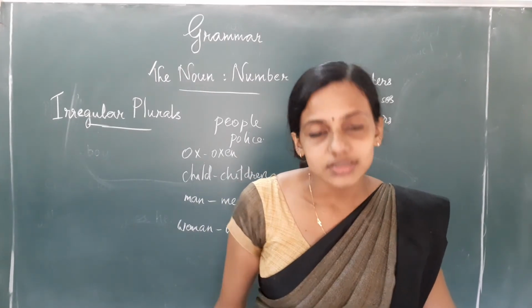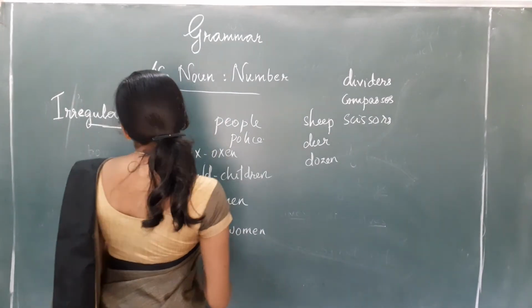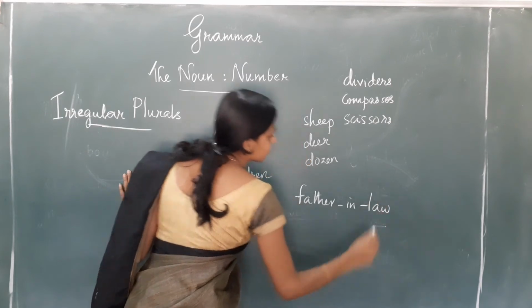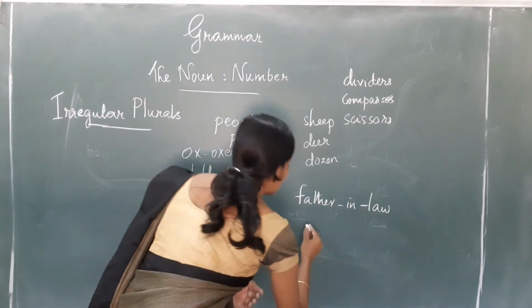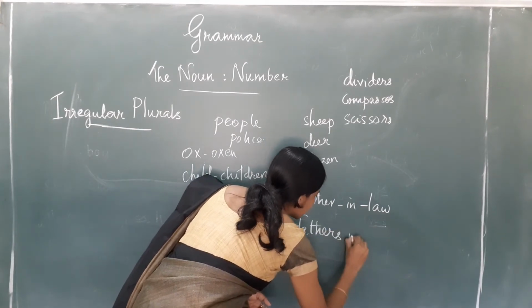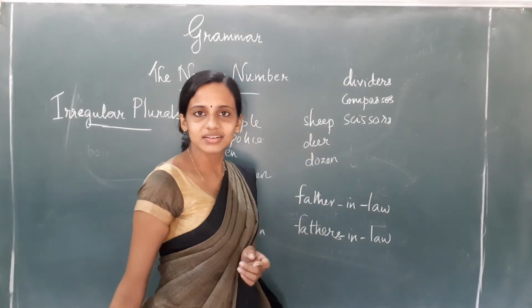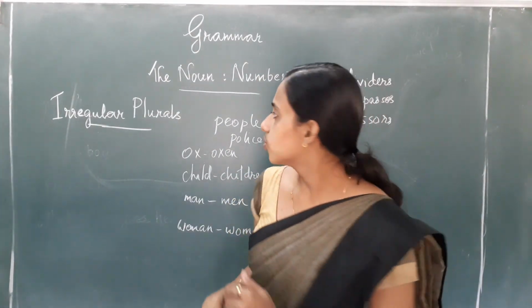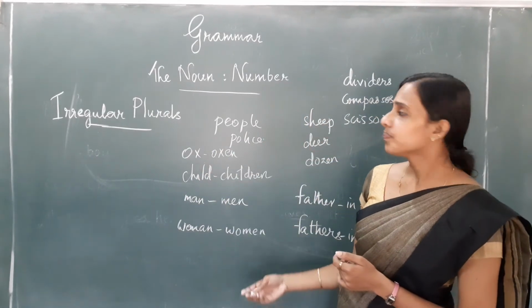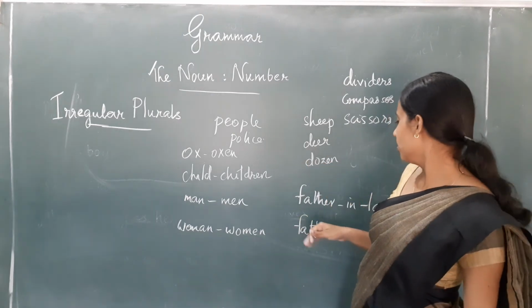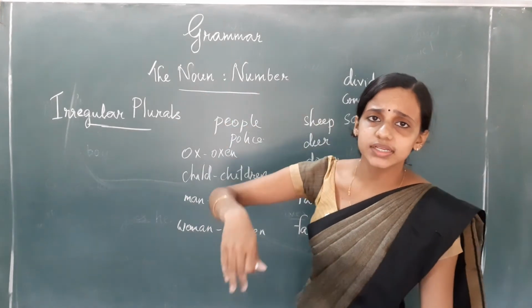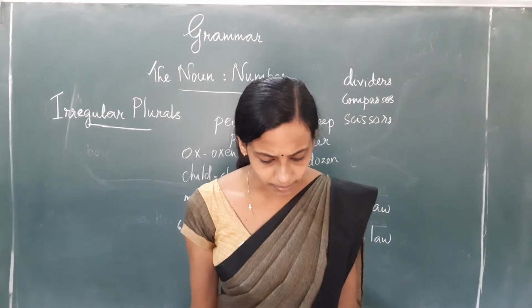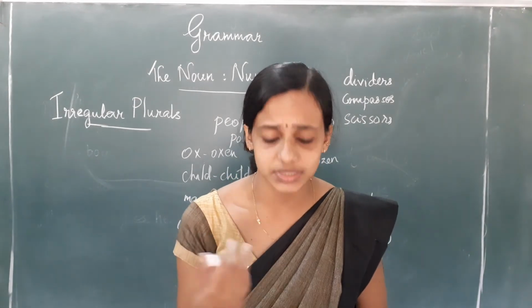Okay, now another case: father-in-law. What is the plural of father-in-law? It will become fathers-in-law. Clear? Okay. So, regular plurals we have seen, we keep putting S and ES. In irregular plurals, there are ox, oxen, child, children, man, men, woman, women, then sheep, deer, which don't have any plural form. Then dividers, compasses, scissors, news, politics, etc. are said in plural form. They don't have any singular form. Then father-in-law becomes fathers-in-law. Mother-in-law becomes mothers-in-law. Then stepson becomes stepsons, etc.